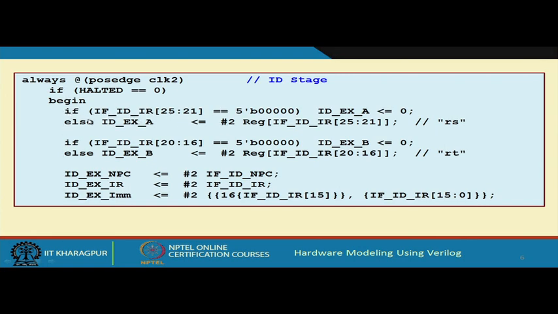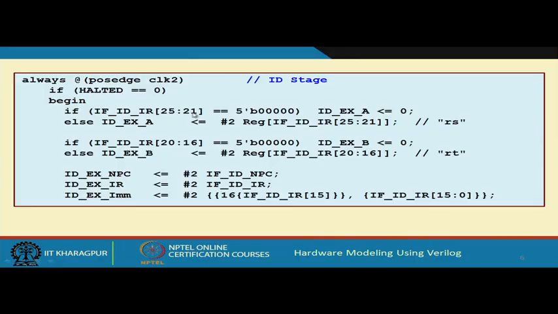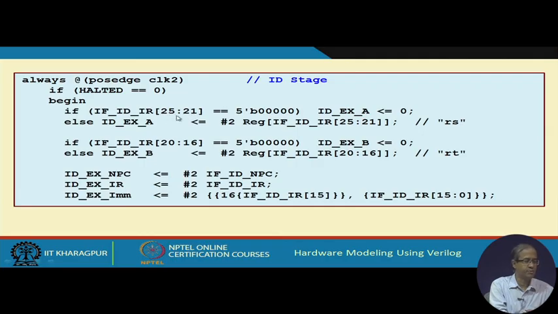Here, when you are fetching the registers, you make a special check. You recall I mentioned that R0 is a special register, which is assumed to always contain the value 0, nothing else can be written to R0. So, here we are checking, you see bit numbers 21 to 25 in the instruction register, this represents the first register operand.